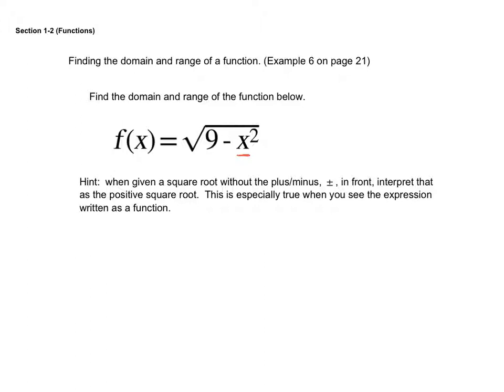Trouble happens when I go above 3. Okay? If I do 4, 9 minus 4 squared. Well, 4 squared is 16, so 9 minus 16 would be negative 7, and I'm doing a square root of a negative number, and I can't do that. As a matter of fact, I can't do anything bigger than 3, positive or negative.